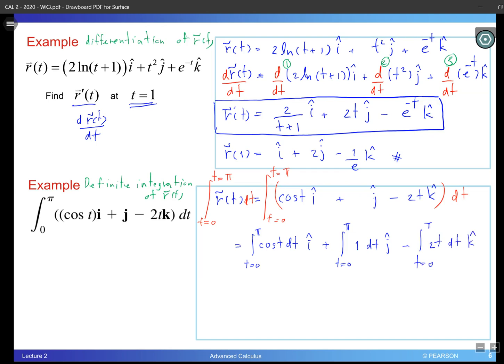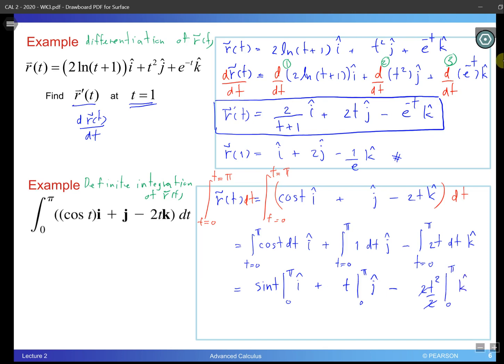Now we integrate cosine t. We all know that it's going to be sine t, and since this is a definite integral, you have to calculate this at 2 values, starting point 0 and pi, and that is the first component. Now next one, integrate 1, you get t, and 2 values, 0 and pi, the j component, and the last one, integrate 2t, you get, well, t squared over 2, right? The 2t becomes t squared over 2, and the 2 right here cancels, and you are supposed to evaluate this at starting point 0 and pi, here on the k component.